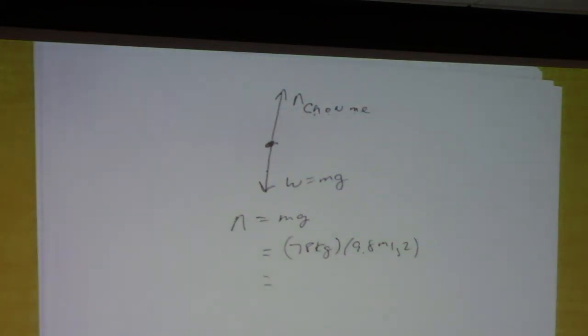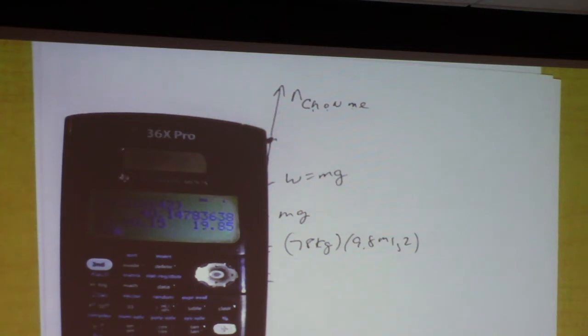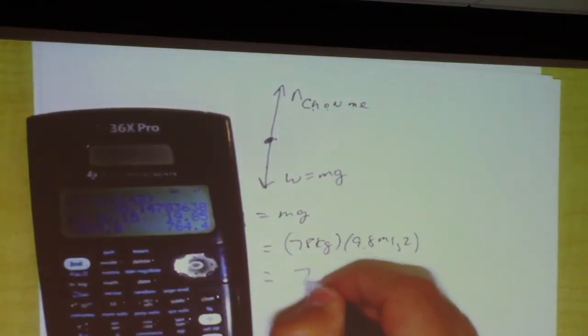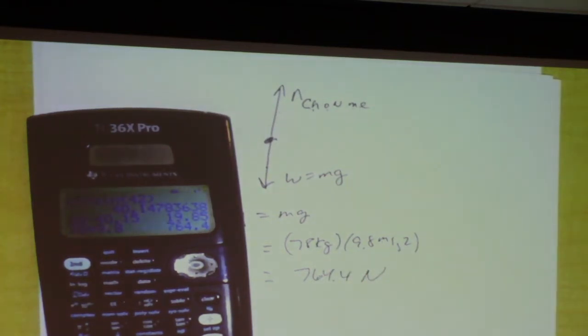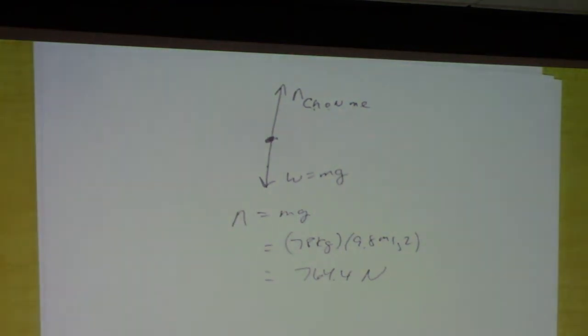Okay, so 78 times 9.8. 764.4 kilogram meter per second squared, which are newtons. Okay, so just sitting there, that's what the force is on me.